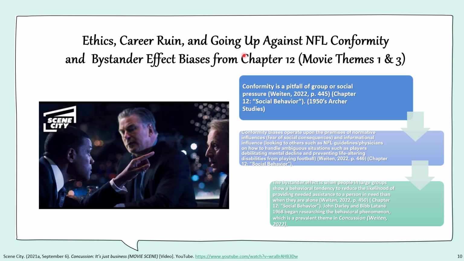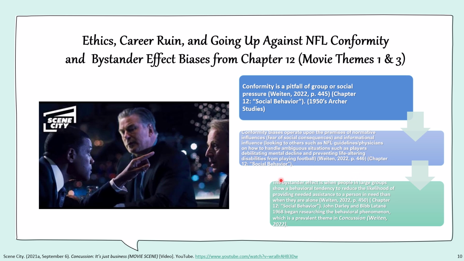Here we're looking at the ethics, career, and going up against NFL conformity and bystander effect biases from Chapter 12, movie themes 1 through 3. You're going to see the conformity is the pitfall of group or social pressure. The conformity biases operate upon the premises of normative influences, fear of social consequences, and informational influence, looking to others such as guidelines on how to handle ambiguous situations. That's what the players were doing.